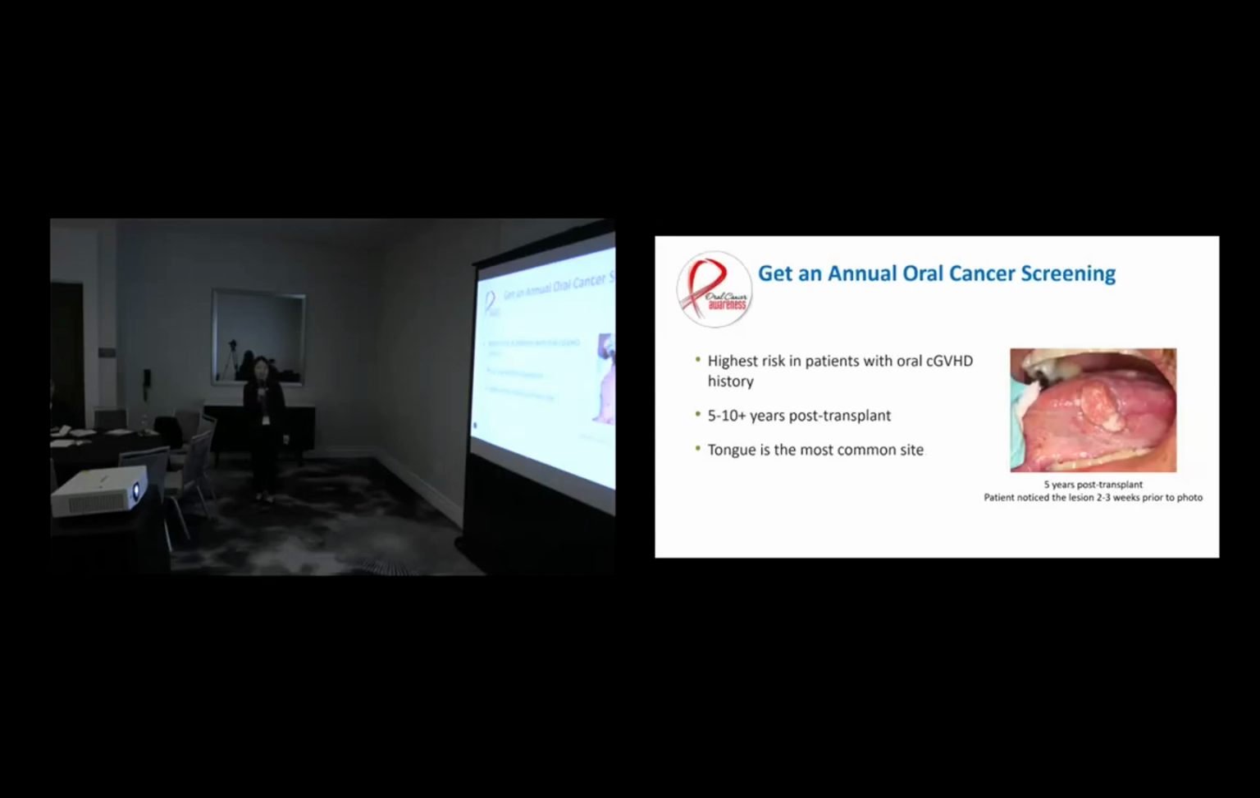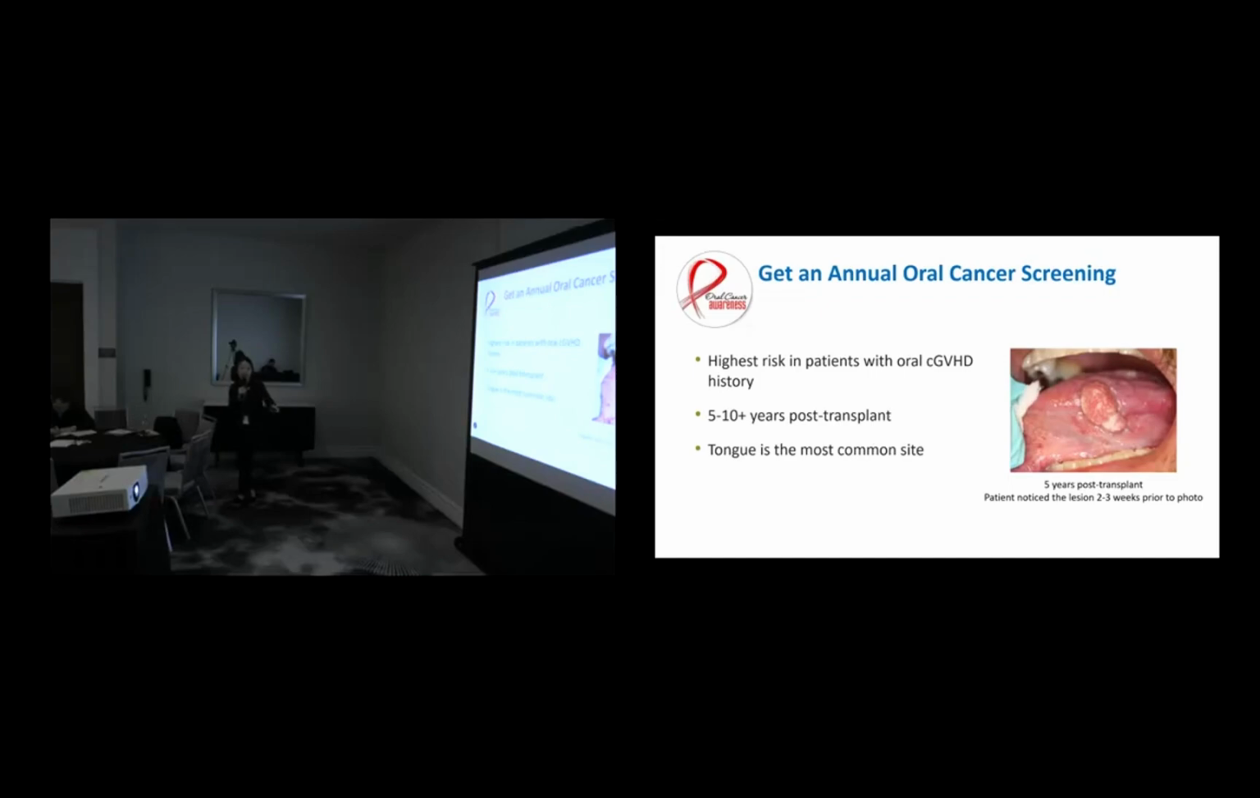Getting an oral cancer screening yearly is extremely important. Now, this is particularly important in this population, and especially if you have a history of oral chronic graft versus host disease. The period of time where that risk is higher is 5 to 10 years post-transplant. And the site in the mouth where we more commonly see these presentations is around the tongue, on the lateral borders of the tongue, so the sides of the tongue.